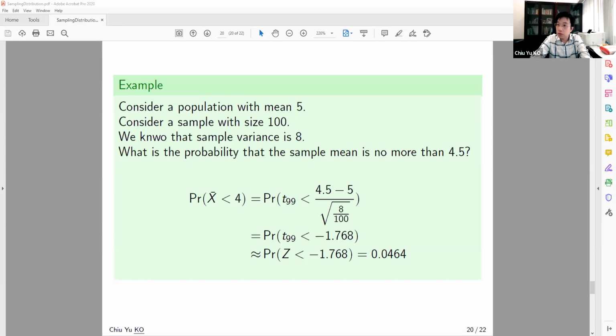Some question, X bar less than 4? What, X bar less than 4? Sorry. In case those who want to leave can leave. Thank you. Bye-bye. Have a nice weekend.